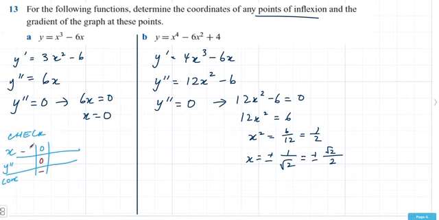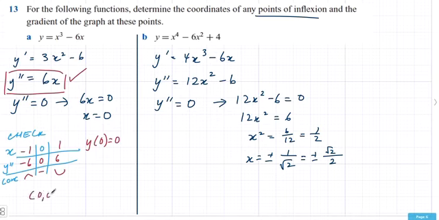When we have, say for example, -1, we're using this second derivative here. So when we put -1 in there, you get -6, so it's negative concave. If you put 1 in there, you get +6, positive concave. So this is a point of inflection because it changes concavity. And we know that when we put 0 into the original, we get 0. So we have 0, 0 is a point of inflection.